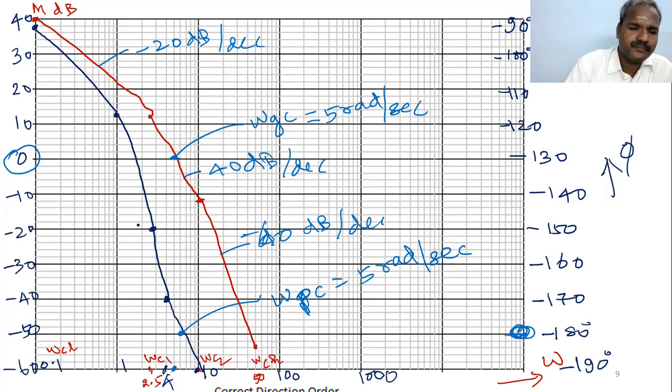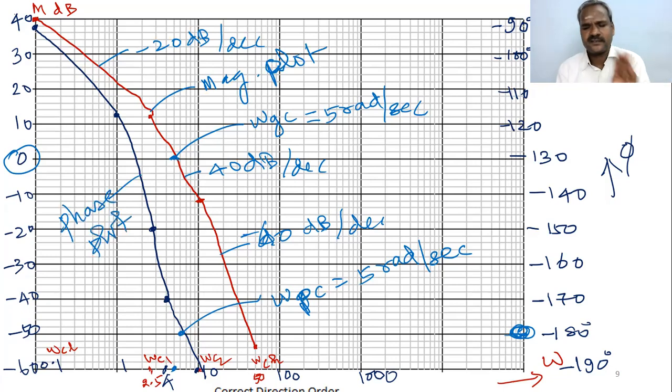This is the magnitude curve, magnitude plot. This is the phase angle plot, phase plot. Understand? So this is the simplest technique to draw the Bode diagram and also to determine the gain crossover frequency and phase crossover frequency. One more thing I will tell, we can also calculate the gain crossover frequency.